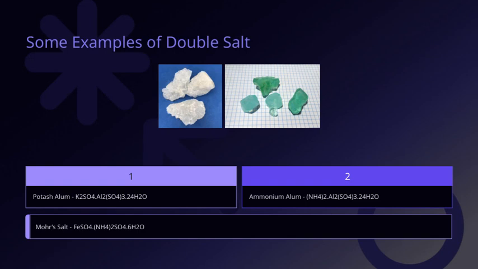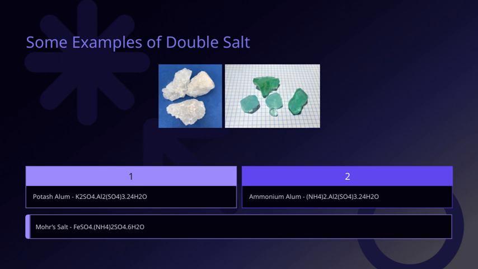Let's take a look at some examples of double salts. First, we have ammonium alum, which is chemically represented as (NH4)2Al2(SO4)4·24H2O. This compound contains both ammonium and aluminum sulfate components. Next, we see Mohr's salt, or FeSO4·(NH4)2SO4·6H2O, which is a double salt of ferrous sulfate and ammonium sulfate.